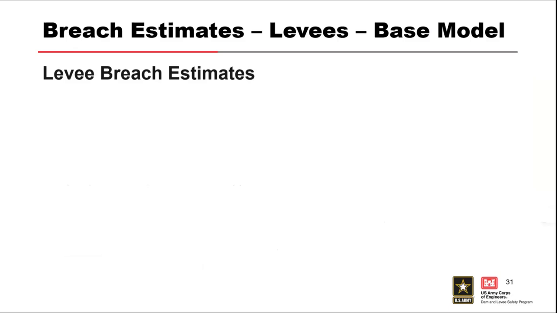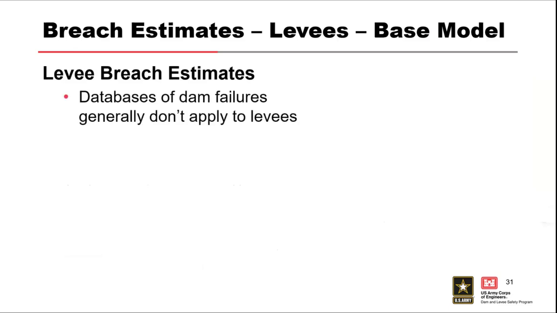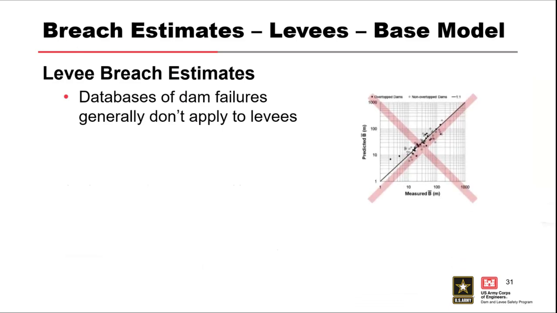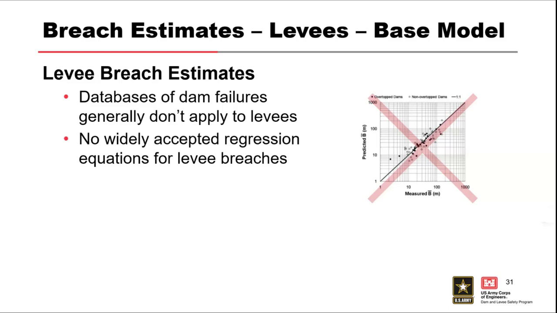Okay, so levees are a little bit of a different animal. Those databases of dam failures that I talked about, the Froehlich, the Von Thun and Gillette, really don't apply. I think it should be somewhat obvious why not. Those predictor inputs, like volume of water in the reservoir, we don't have for levees. So for levees, we have to come up with some other way to estimate what the breach width might be. There are no widely accepted regression equations, so we need to find a separate method.